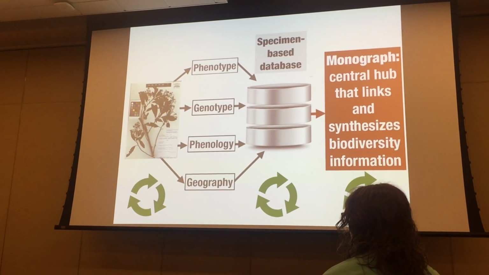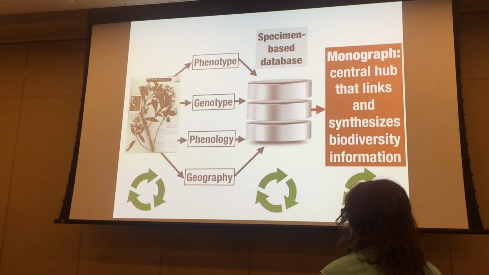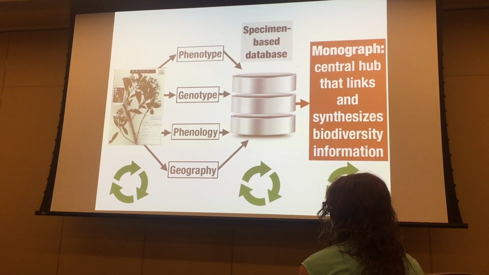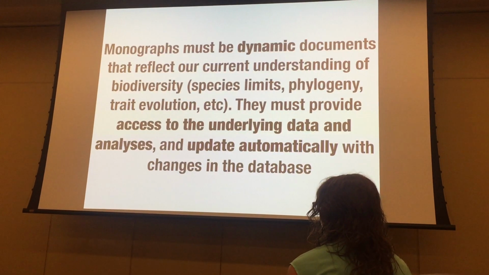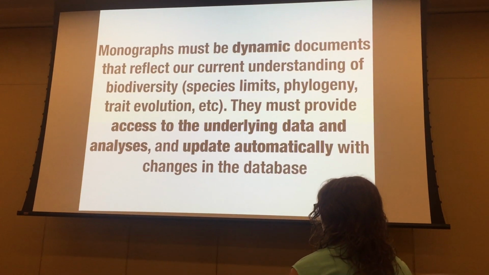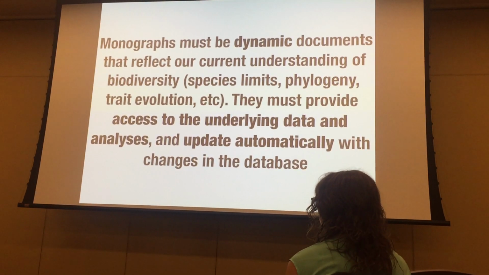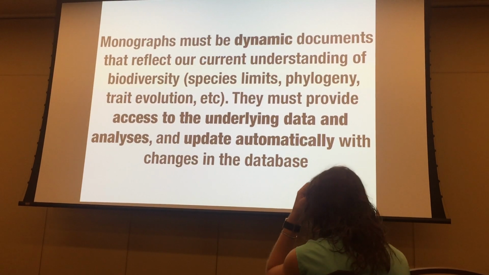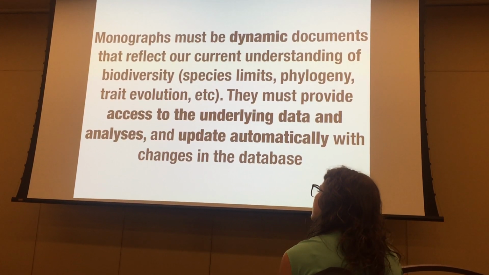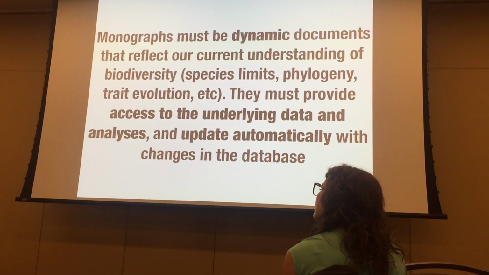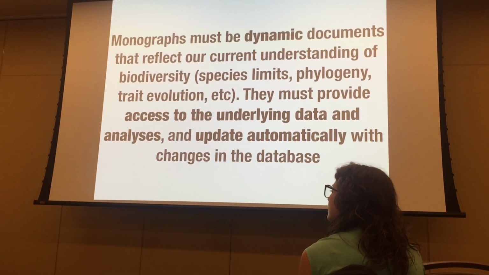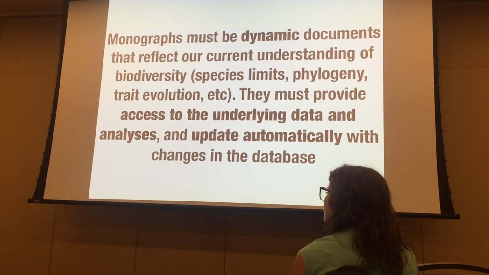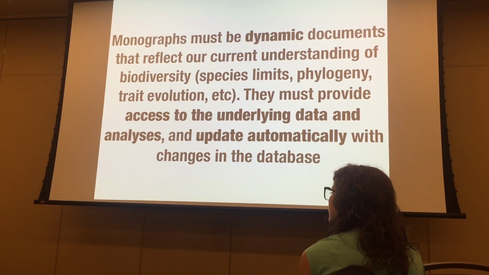So one of the issues that we have right now is that monographs end up being these static documents. We publish these books and they are static, but the rest of the pipeline keeps moving while the monograph stays static. So what I am proposing is that we should rethink monographs as more dynamic documents that reflect our knowledge and our understanding of biodiversity, and they should be updated continuously as more specimens are added to our collections. We should be able to link all this information that comes with the specimen into these monographs and reflect this information in these documents that are continuously updated.